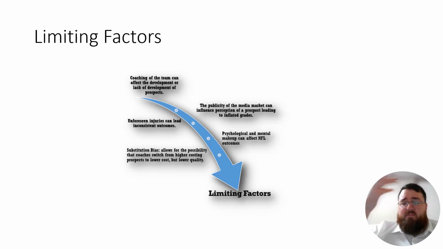Also, limiting factors is something to mention real quick, which is what are some of the things that can affect the data, affect the outcomes? Well, one of those things is the coaching of a team can affect the development or a lack of development of a prospect. Publicity of a media market can influence the perception. Unforeseen injuries can lead to inconsistent outcomes with the data. Another thing is psychological and mental makeup can affect NFL outcomes. Johnny Football, for example. Also, substitution bias, which allows for the possibility that coaches switch from a higher costing prospect to a lower cost but lower quality one. This happens all the time.